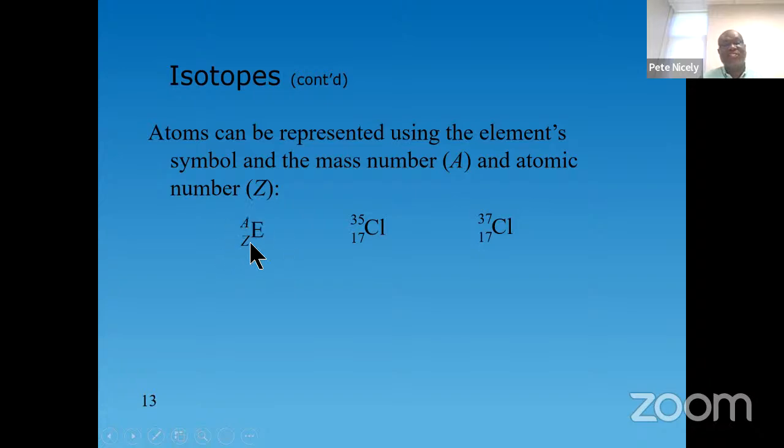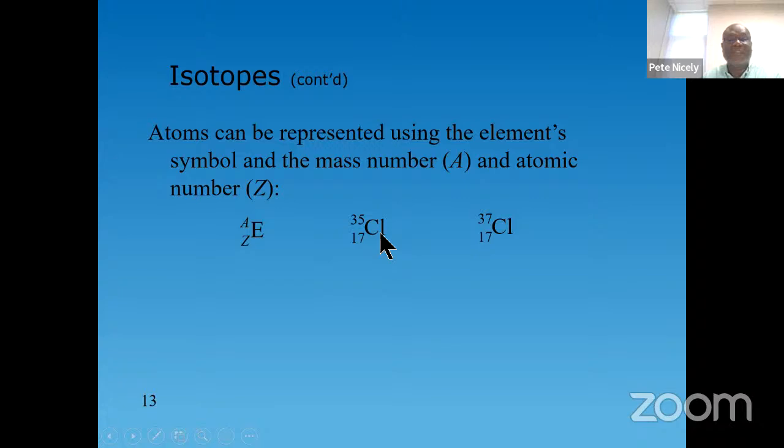This is basically a shorthand way of combining information about an element's atomic number and mass number, right? So A would be the mass number, which is written here as a superscript. Z here would be the atomic number, which is written as a subscript. And then E would represent the symbol for the element.